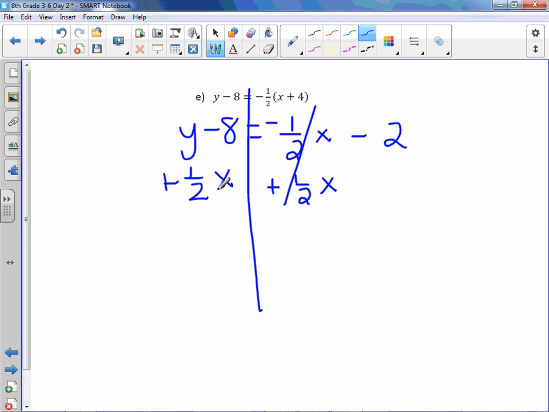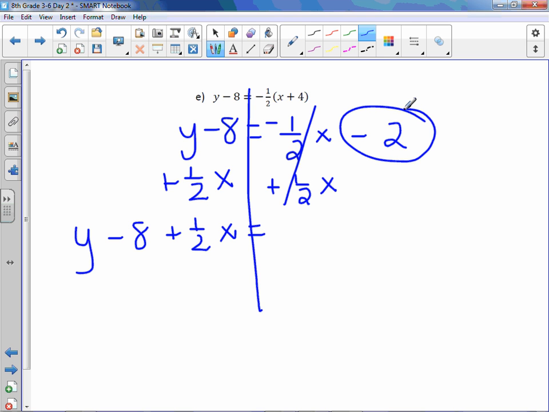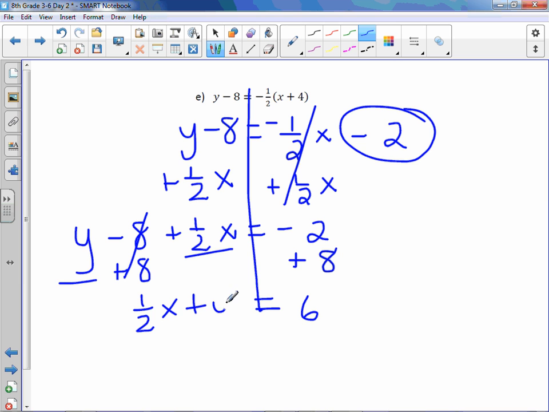Again, remember, 1/2 x is not a like term with y or -8, so I just rewrite it. Y minus 8 plus 1/2 x equals, bring down the -2. We need to bring the other number over to the right, so we're going to add 8 to both sides. On the right-hand side, we get positive 6. And I'm going to rearrange this here, 1/2 x plus y. The 1/2 is positive, so it stays positive, and the y is positive, so it's plus y. Again, because you want your x term before your y.